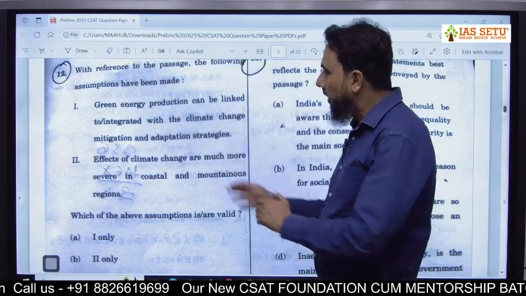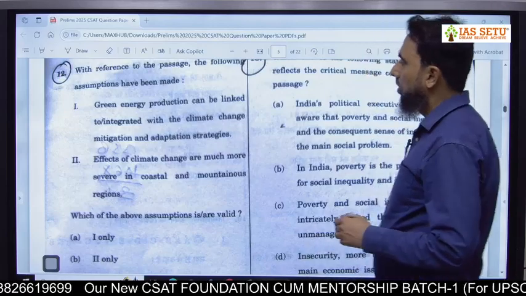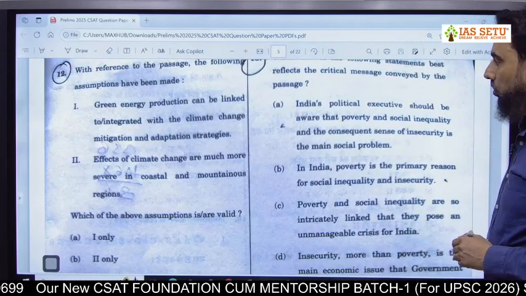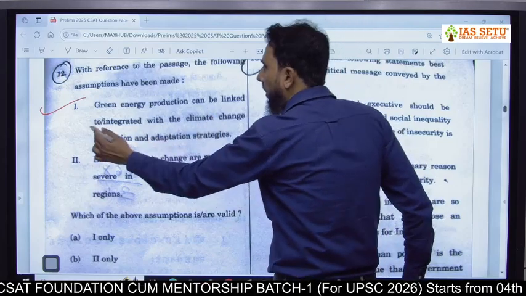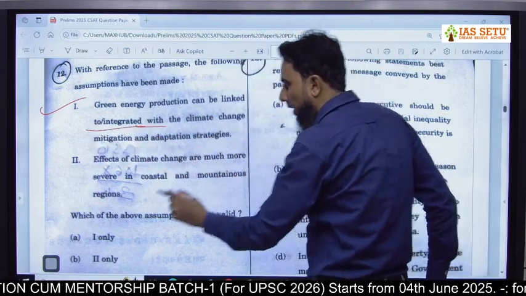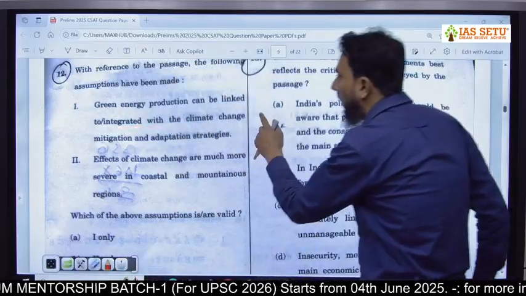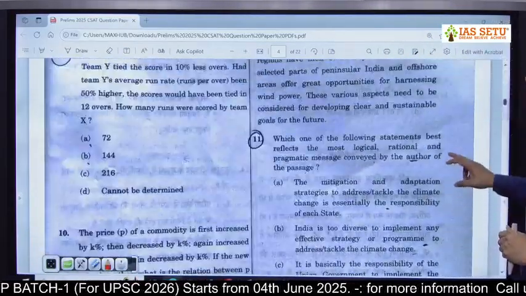Statement 1: green energy production can be linked to or integrated with climate change mitigation and adaptation strategies. Absolutely correct. Let me show you the data support for the first assumption.